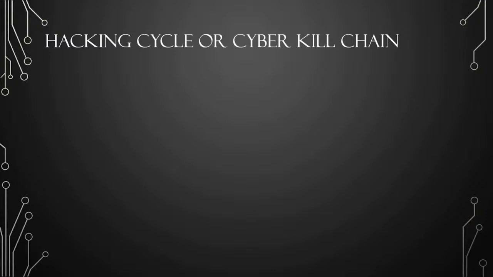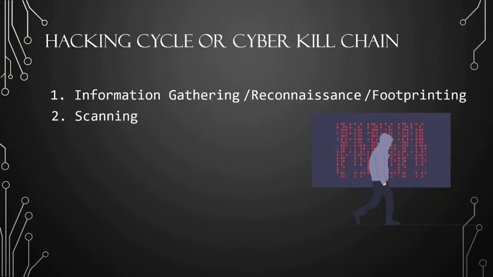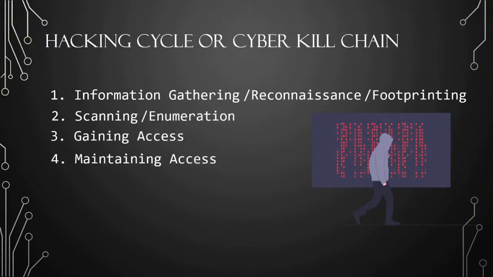The first step that you perform in the hacking cycle or cyber kill chain is known as information gathering. Certain organizations term this step with different names. They can also call it reconnaissance or footprinting. The second step is known as scanning. It can also be referred to as enumeration. The third step is gaining access. The fourth step is maintaining access. And the last step is known as reporting or clearing traces.